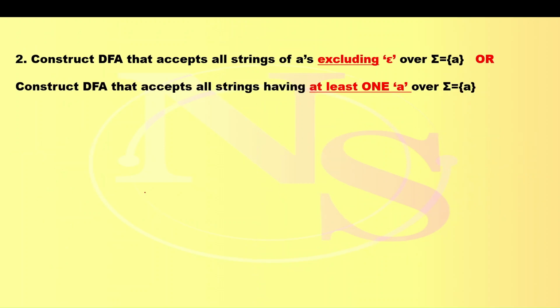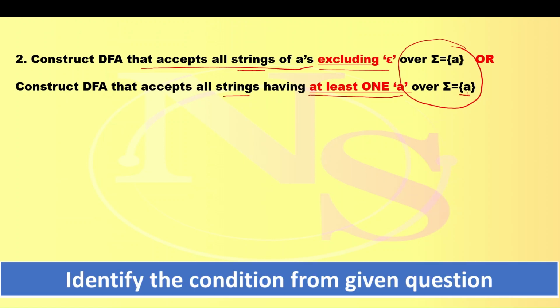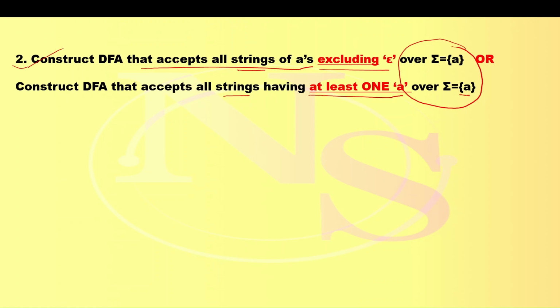The next question is: construct a DFA that accepts all strings of A's excluding epsilon over sigma A. Or the same question can be asked as: construct a DFA that accepts all strings having at least one A over sigma A. Again, whenever it is over sigma A, it means these strings should contain only one symbol, A. Identify the condition from the question. At this moment, let's take the first statement. The DFA should accept all strings, but epsilon is not there.